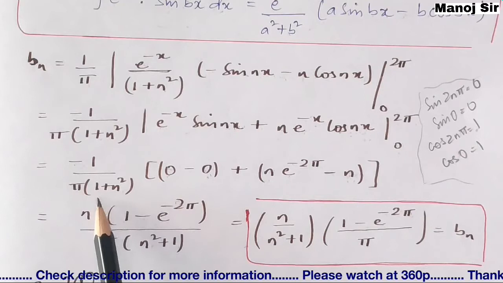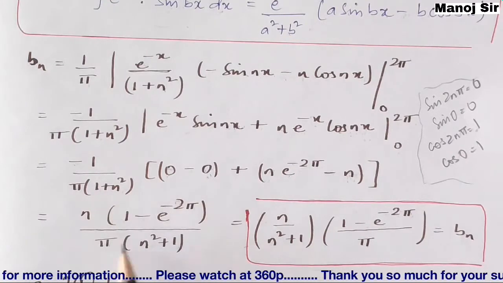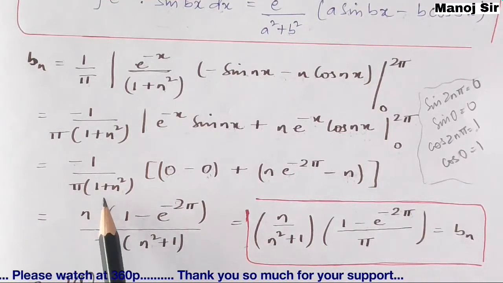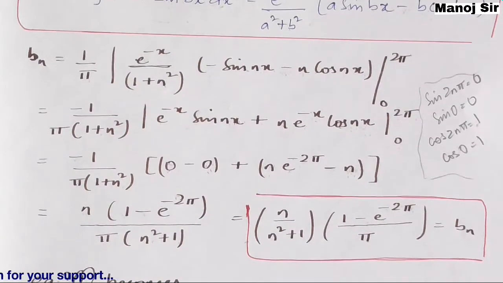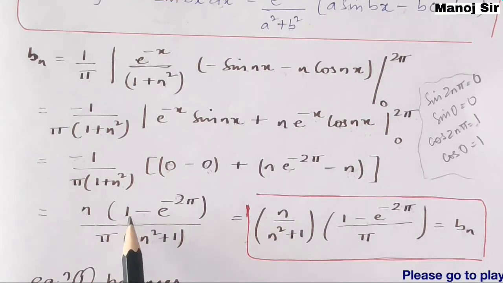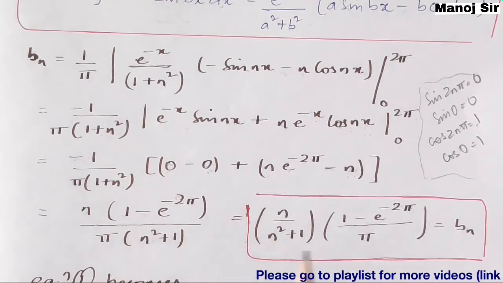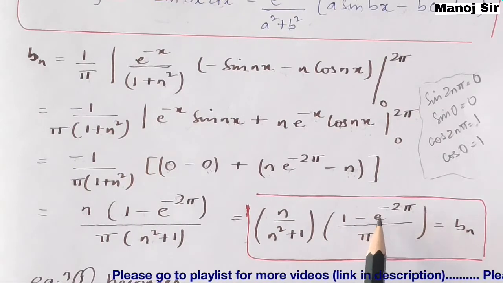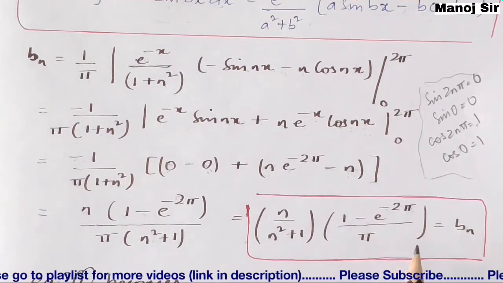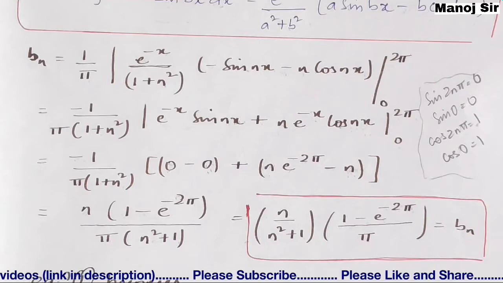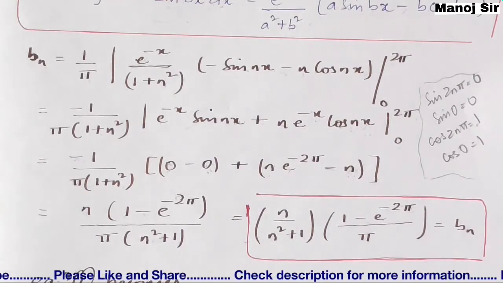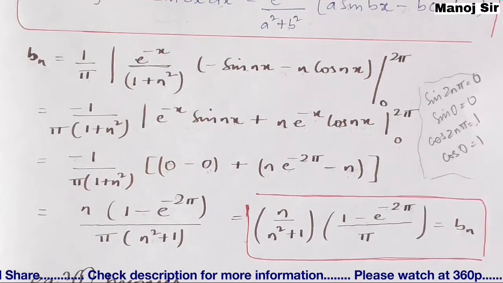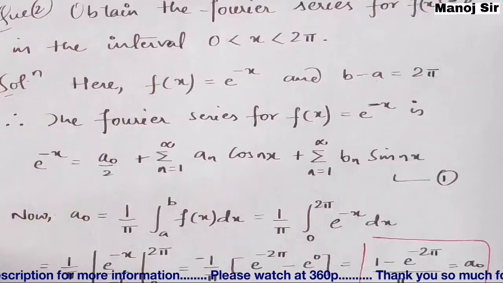Okay, and here we have, as it is, that is pi into 1 plus n square. Or you can say 1 plus n square can be written as n square plus 1. So we can rearrange this as n upon n square plus 1 into 1 minus e to the power minus 2 pi upon pi, and this is the value for bn. Now we have the value of bn, a naught and an. Now we will put the value of a naught, an and bn in equation number 1.